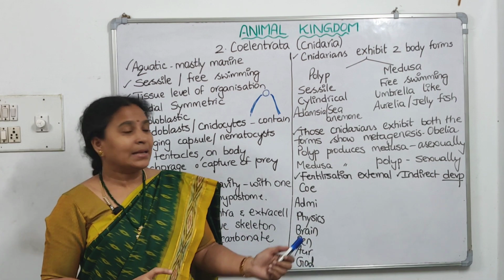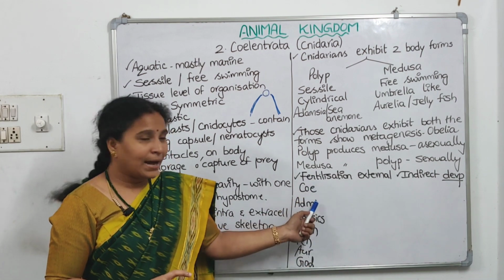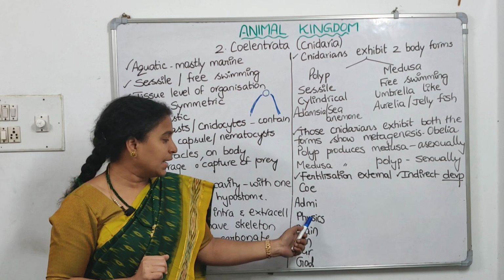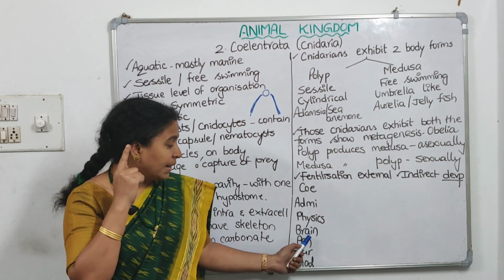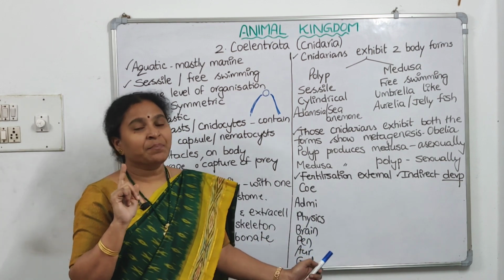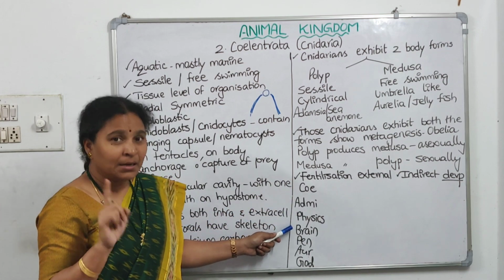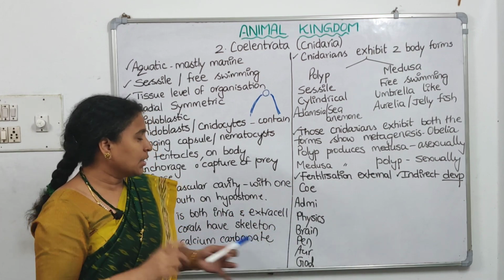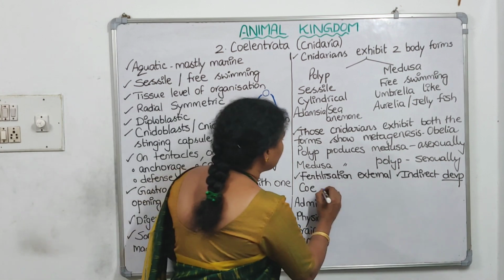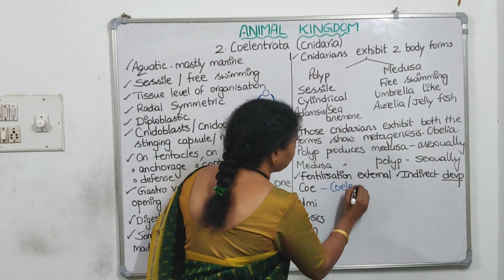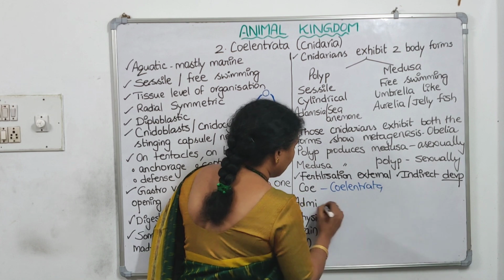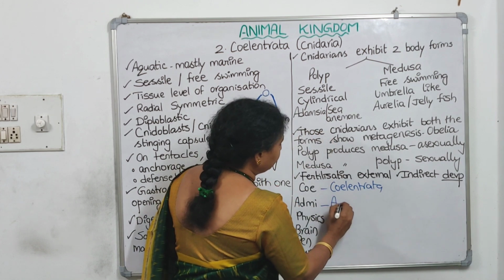And coming to the examples, how to memorize the examples of coelenterata, I have written a code here. It's a Hindi sentence. कोई आदमी फिजिक्स को करने के लिए ब्रेन, पेन और गॉड की जरूरत है. कोई stands for coelenterata. आदमी stands for Adamsia.